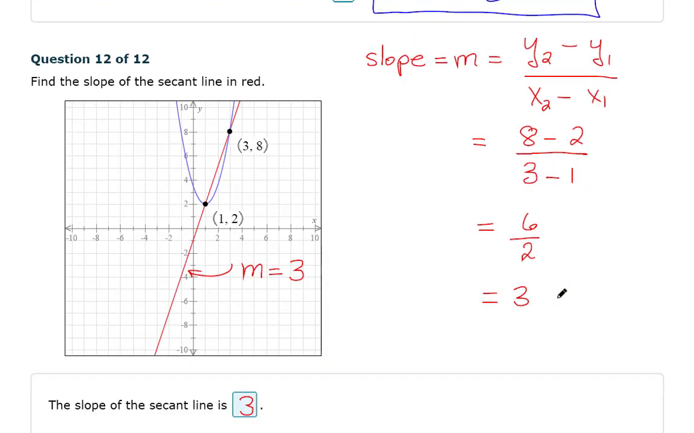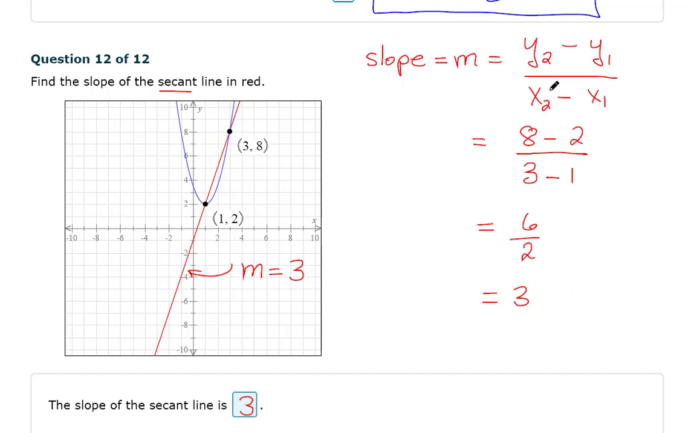All right, and in our last question, they say find the slope of a secant line. Well, don't let that word bother you. All they want us to do is find the slope of the line in red. They're giving me a curve, and they're giving me 2 points on the curve, and they ask what's the slope of the line connecting them. Well, there are a couple of ways to do it. I could look at how far over and up. That's 2 over and 6 up. 6 over 2 is 3.